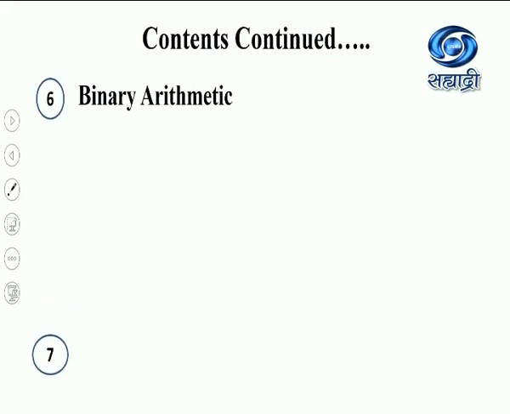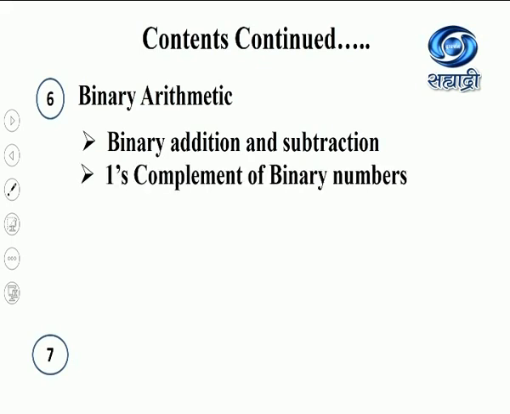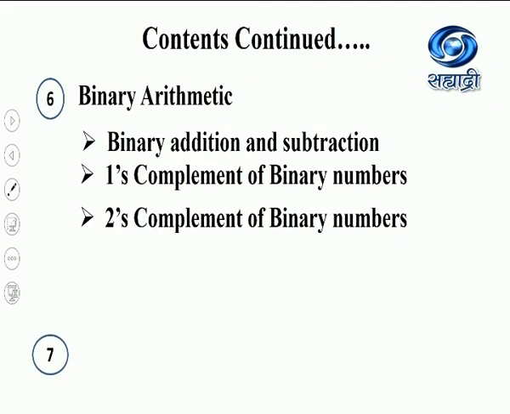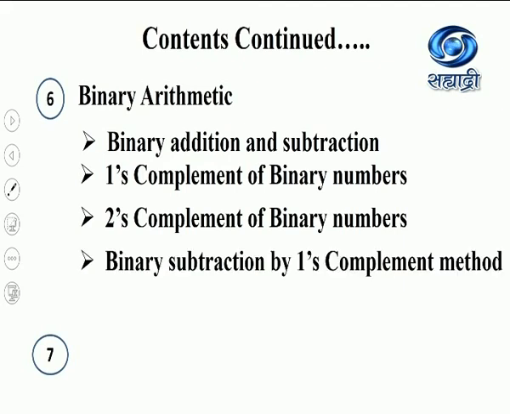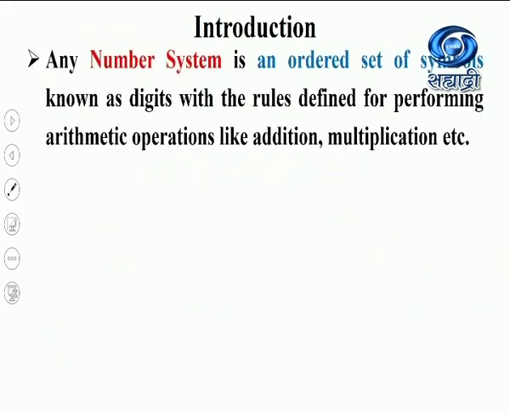Sixth point will be binary arithmetic. In that binary addition and subtraction, 1's complement of binary numbers, 2's complement of binary numbers and binary subtraction by 1's complement method, binary subtraction by 2's complement method. All these points we are going to cover in this 6th point. 7th point will be signed binary numbers. So let us start with the introduction topic.